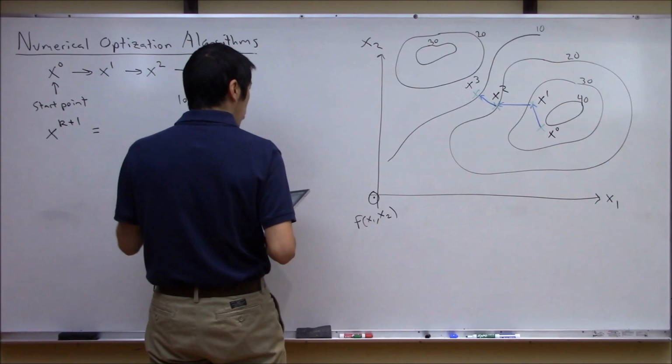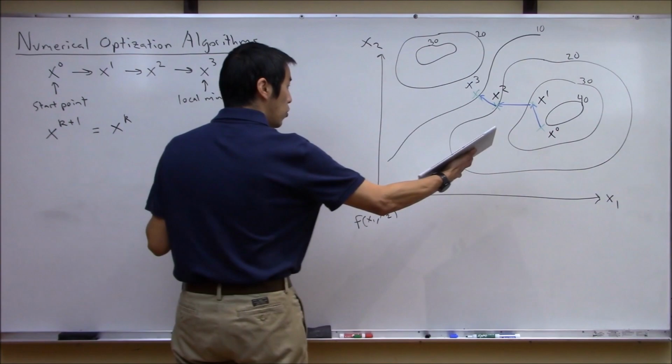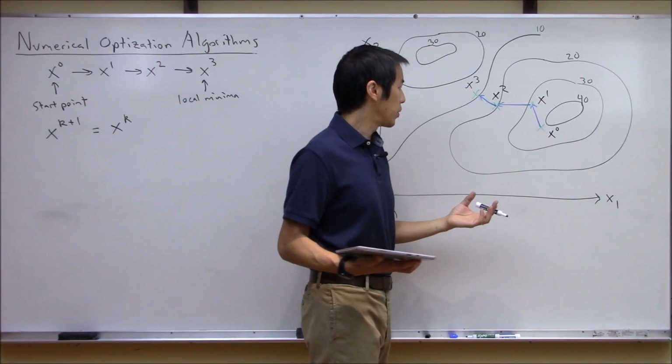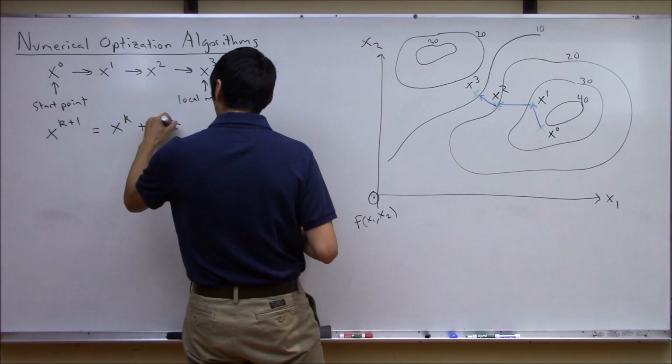You basically just look at where you are right now, that's x at step number k. And then all you're going to do is move in some direction by some distance. That's literally all you're doing, right? So we can parameterize that as an alpha k times a dk, okay?